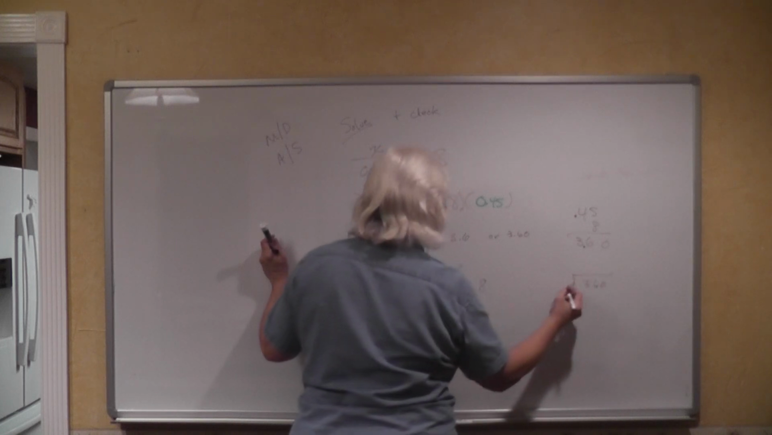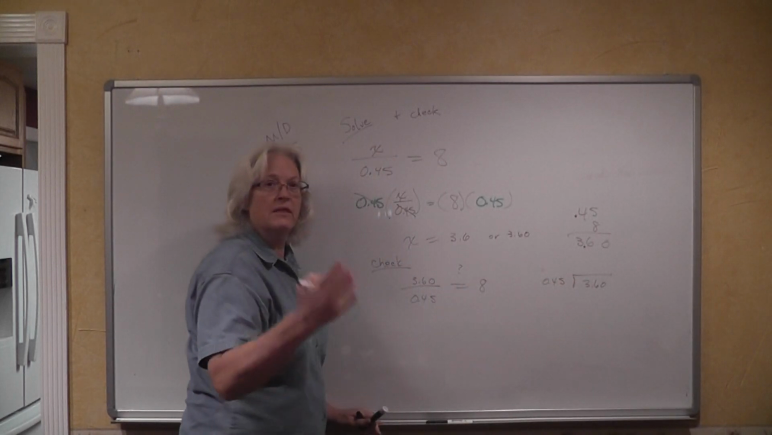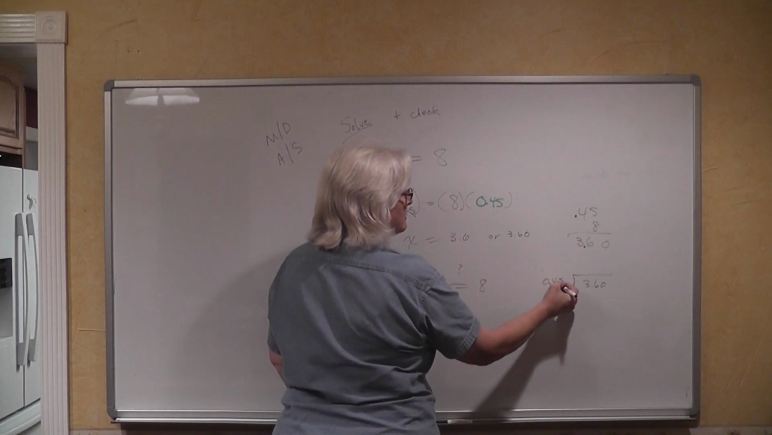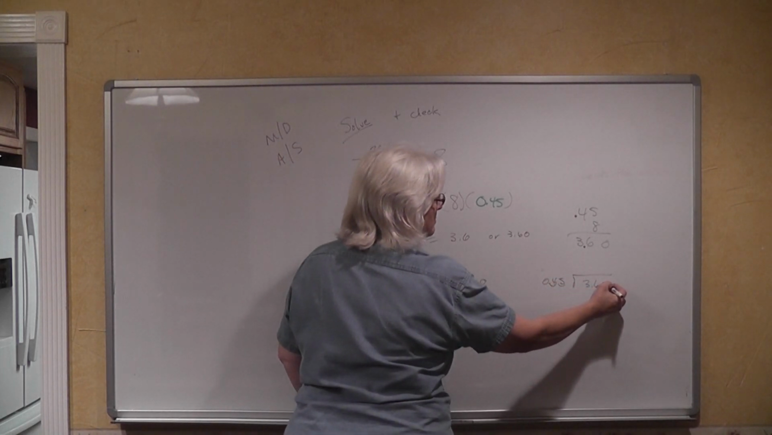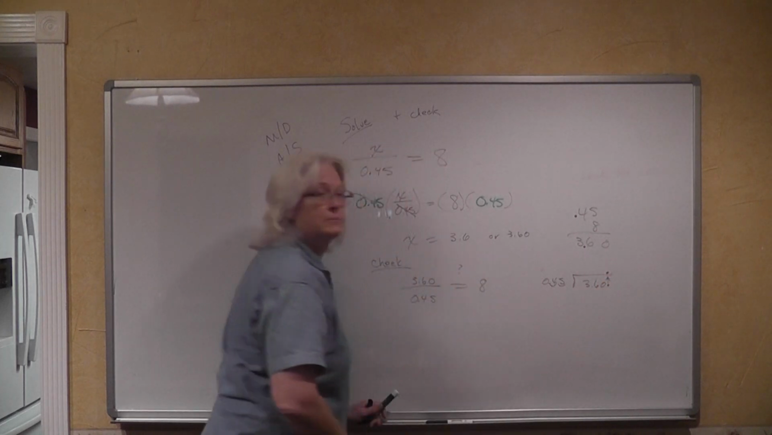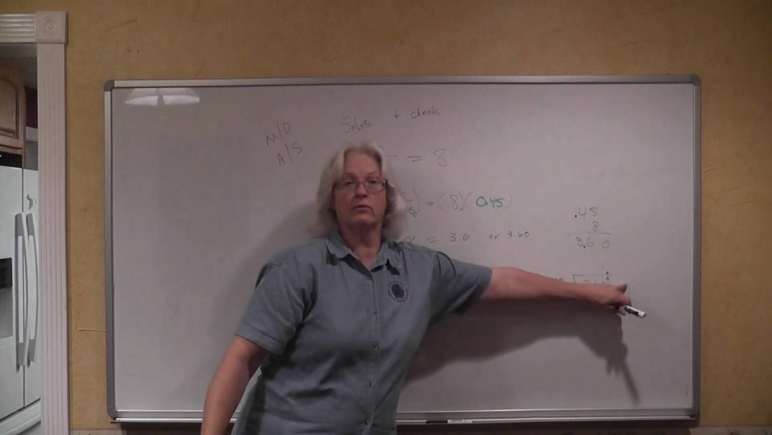3.60 divided by 0.45. That decimal point has to be moved 2 units to the right. 1, 2. And then it is located in our quotient exactly over here.